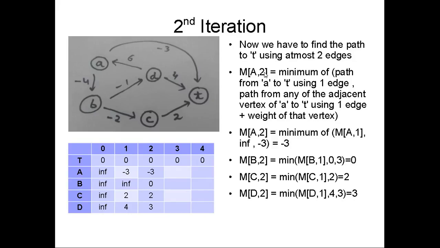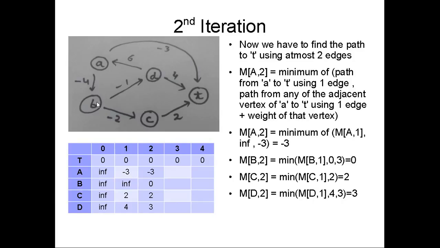First we will calculate M of a comma 2. M of a comma 2 equals minimum of path from a to t using one edge and path from any of the adjacent vertex of a to t using one edge plus weight of that vertex. So let us calculate M of a comma 2. We know that M of a comma 1 equals minus 3 as we have calculated it earlier.